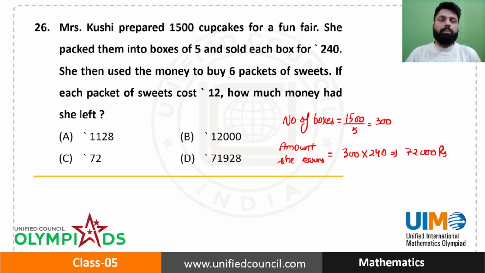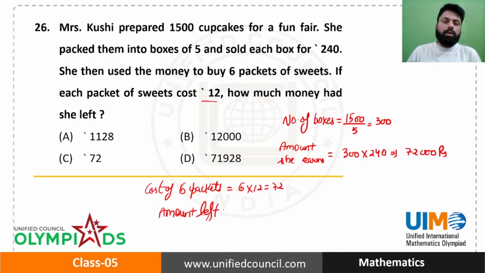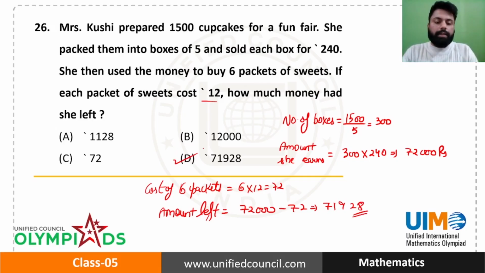She then used the money to buy 6 packets of sweets. If each packet of sweet cost 12, how much money did she have left? Cost of 6 packets of sweets is 6 multiplied by 12, that is 72. Amount left is 72,000 minus 72, that is equal to 71,928. D option is the correct answer for this particular question.